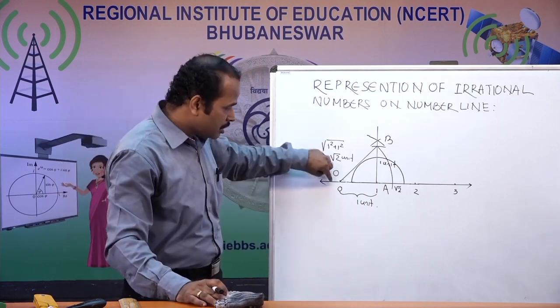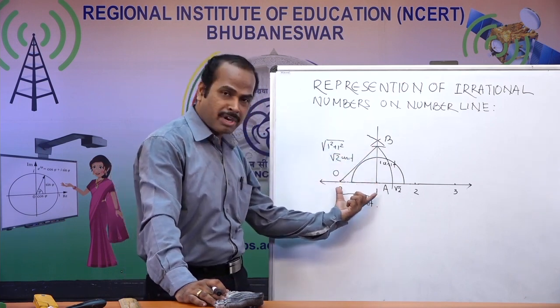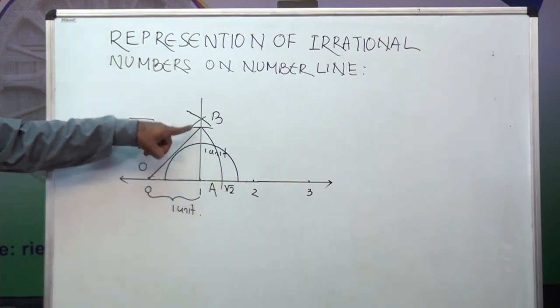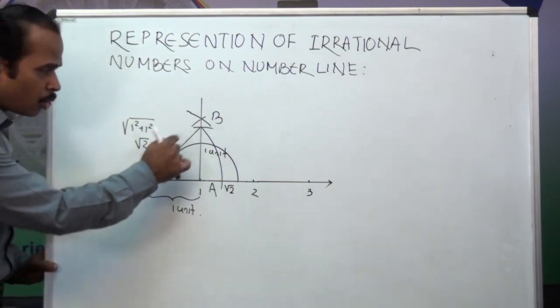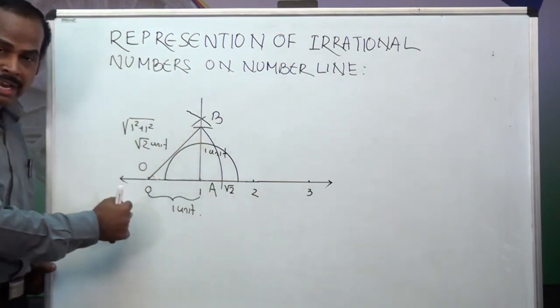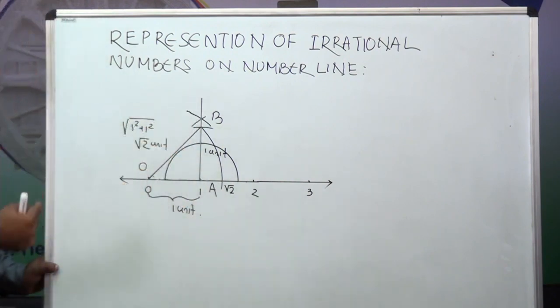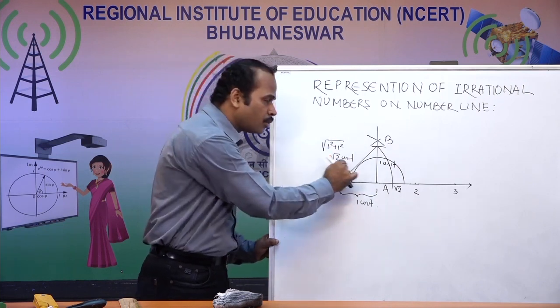Let me repeat again. So this is O, this is A, this is B. I have selected the length OA as 1 unit. At the point A, I drew a perpendicular and took this perpendicular length also as 1 unit. Now I have joined O to B. I created a right angle triangle OAB, whose hypotenuse I got as the square root of 1 square plus 1 square. It is root 2 unit.